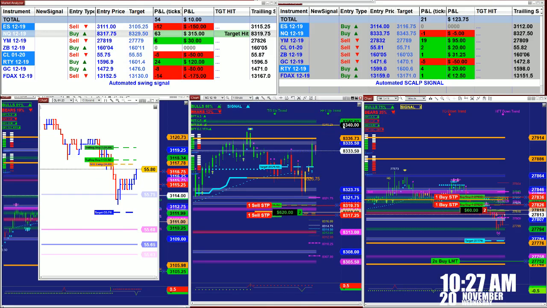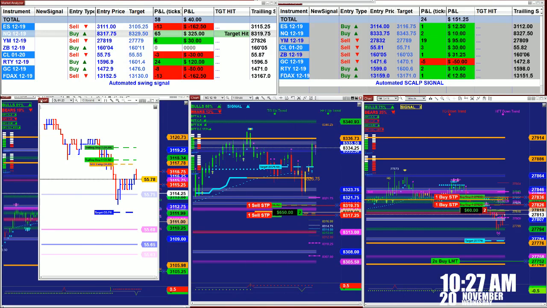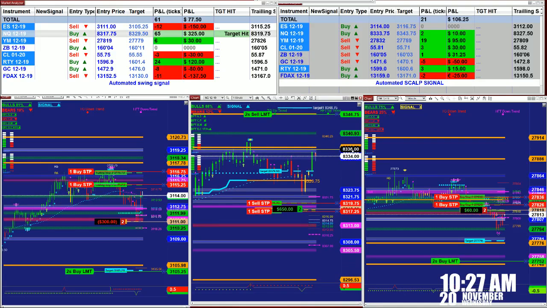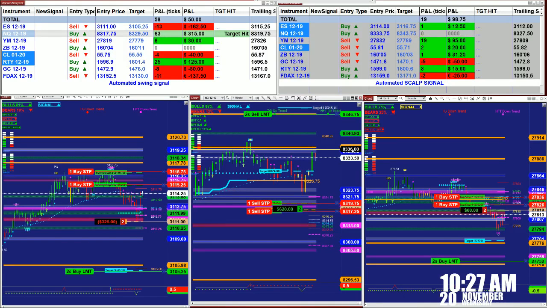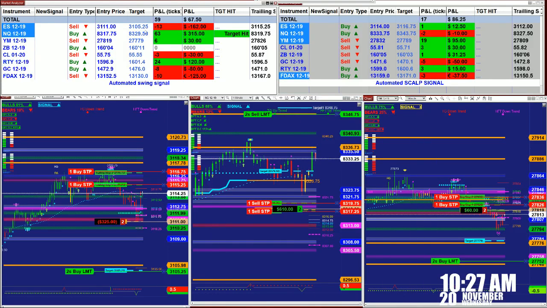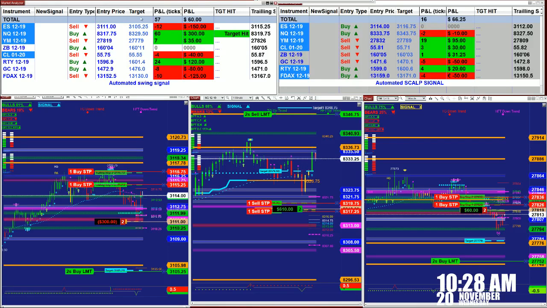So on the Nasdaq, it's not unusual to go over 100 ticks sometimes, and sometimes you don't. Don't get me wrong, I don't want to mislead anyone. It depends on the market movement, as we see it today.